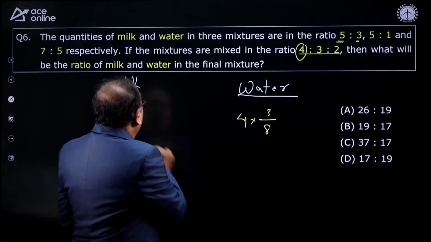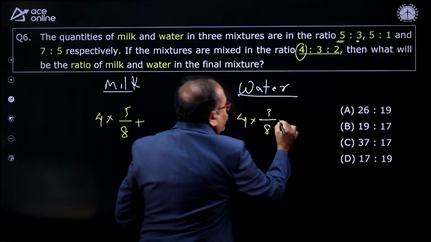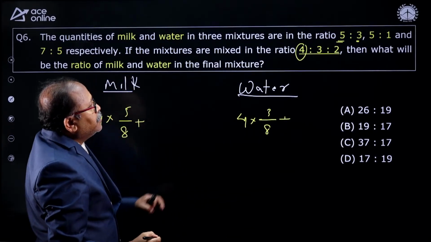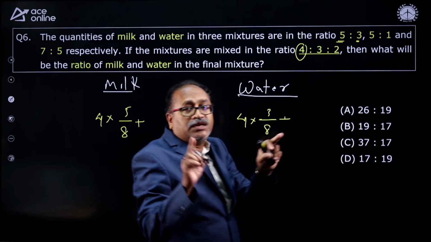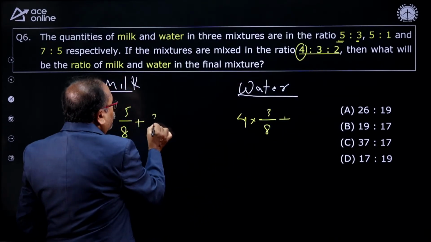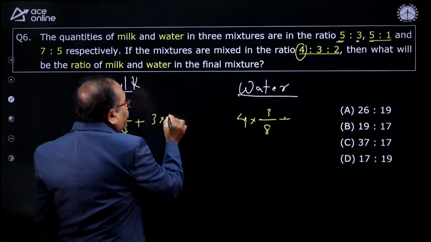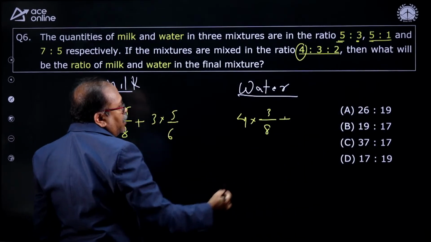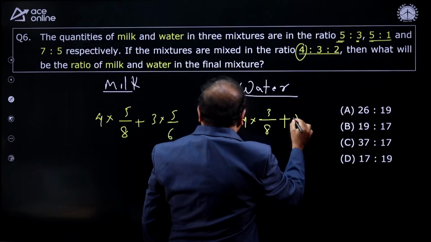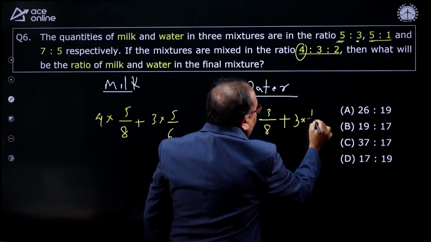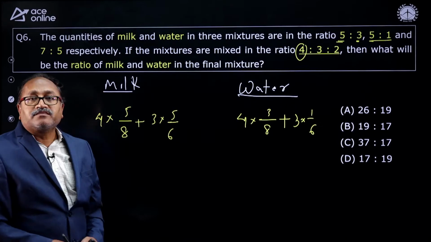Okay, now add from the second can. And here in the second can, the total quantity is 3. So out of 3, how much is milk? This is 5 part out of 6 part. So 5/6 is the milk. And what is the water? So this is 3 into 1/6 is the water.